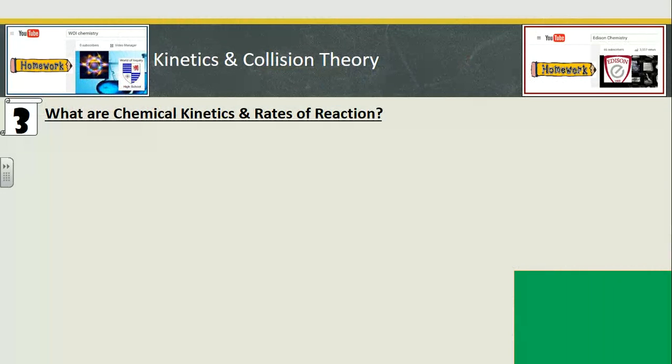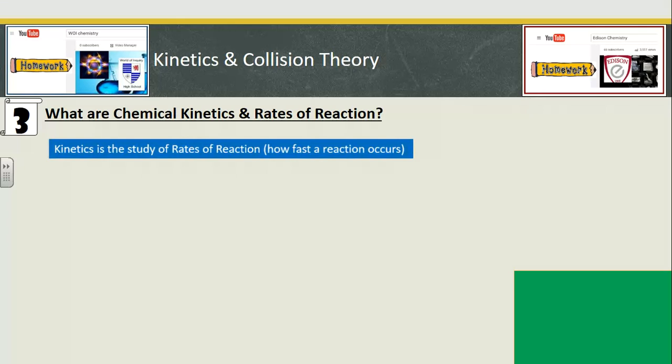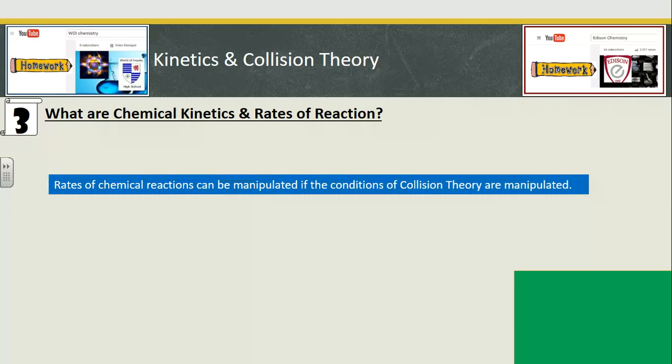What are chemical kinetics and rates of reaction? Well, kinetics is a study of rates of reaction, so they're kind of the same thing, how fast a reaction occurs. You can speed them up, you can slow them down, but the question is how? So they can be manipulated if the conditions of collision theory are manipulated.